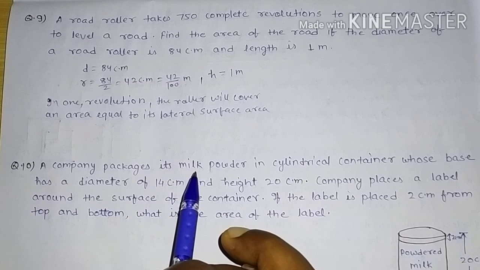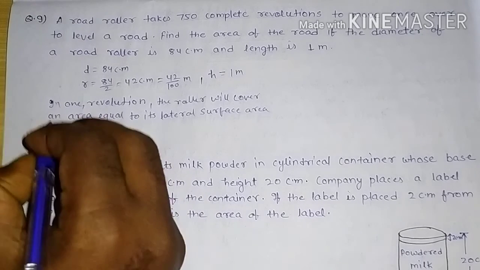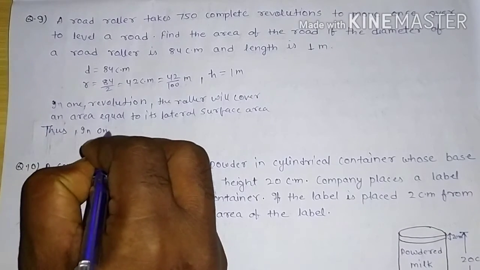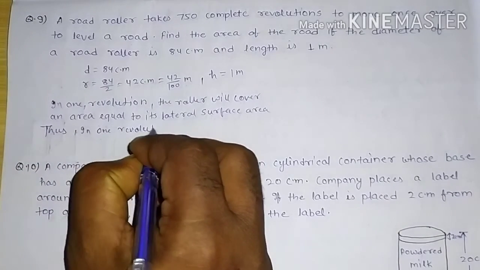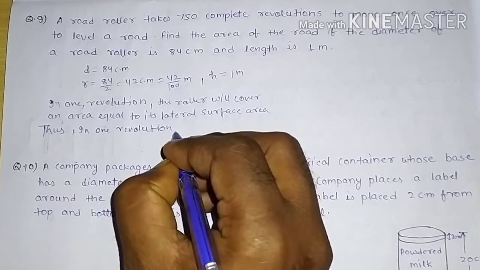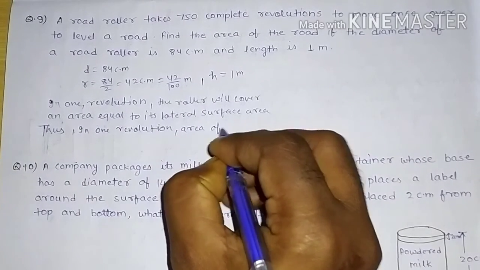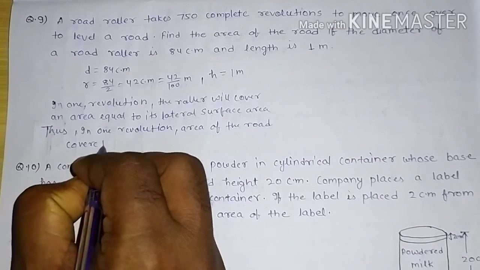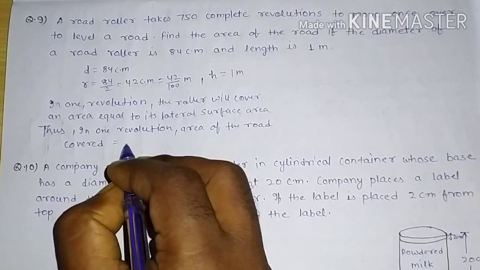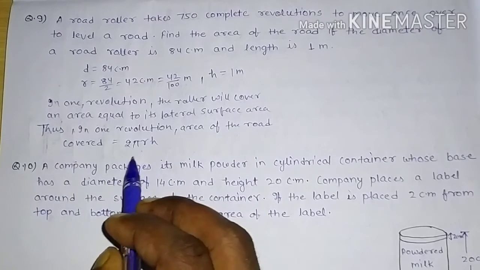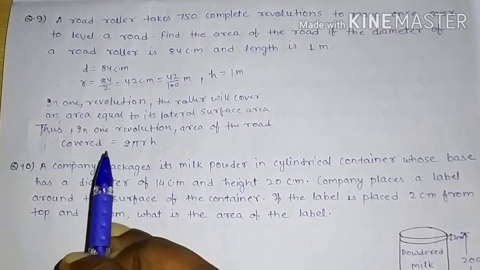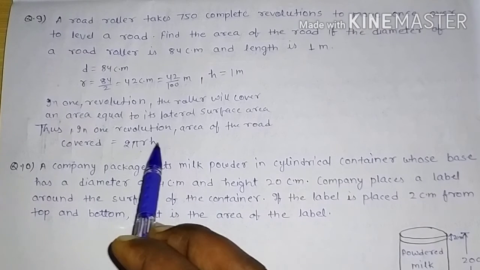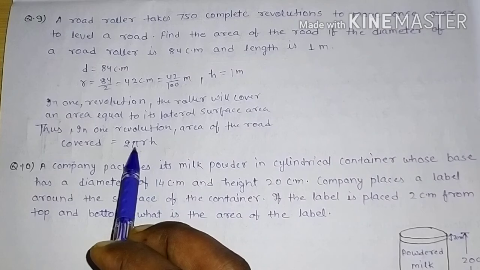Now, thus, in one revolution, the area of the road covered, that is 2 pi r h. 2 pi r h is the lateral surface area of the cylinder. So in one revolution, the area of the road covered is equal to 2 pi r h. Okay. Now just put the values here.